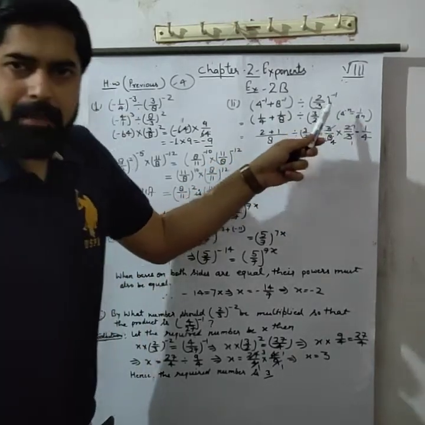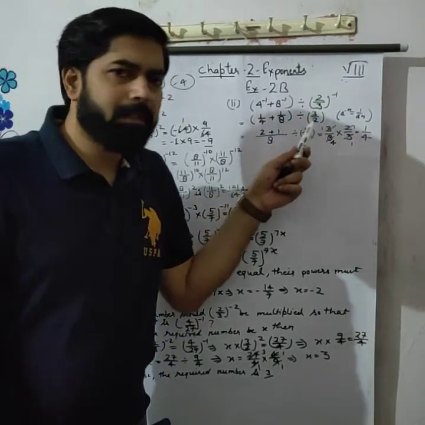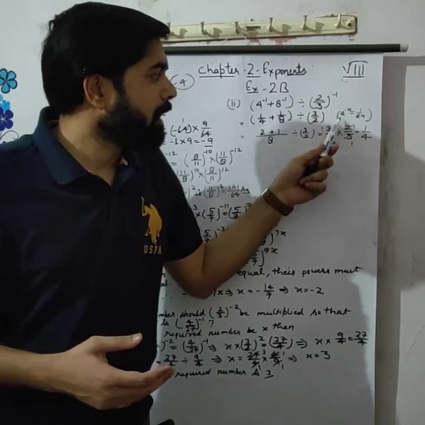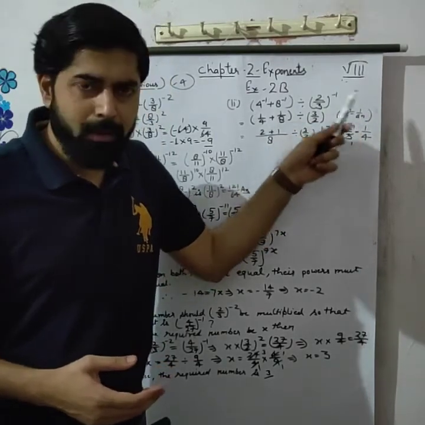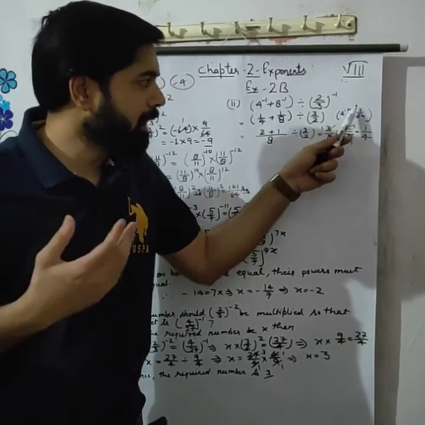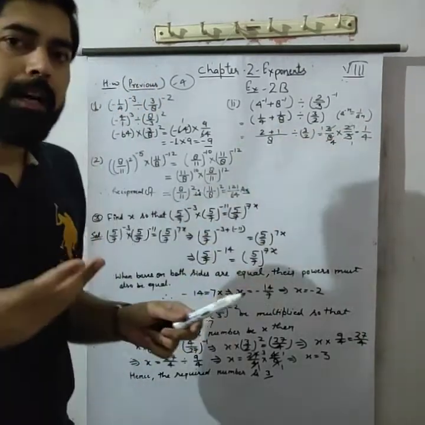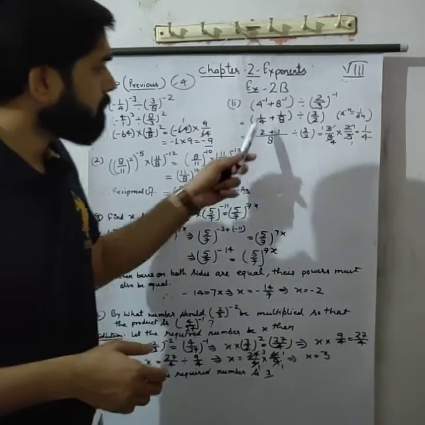Why? Because the power is given as minus. Then we write the opposite of the given fraction, and the power also becomes opposite according to this rule, the negative power rule: a raised to power minus n. So we can write it as 1 upon a raised to power n, or the opposite, a upon 1.